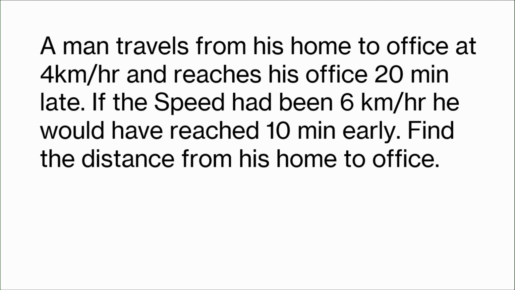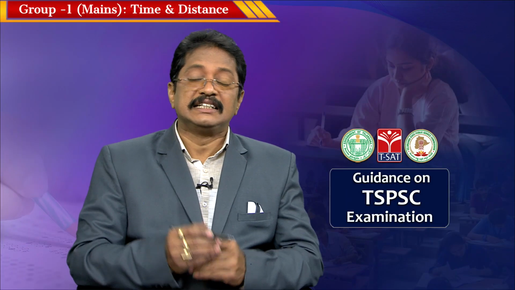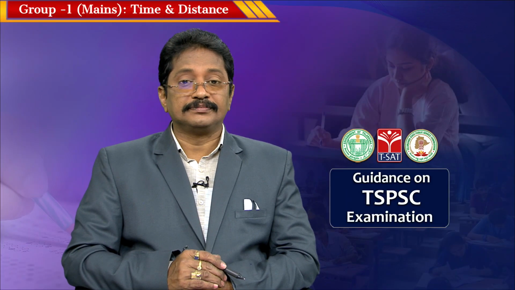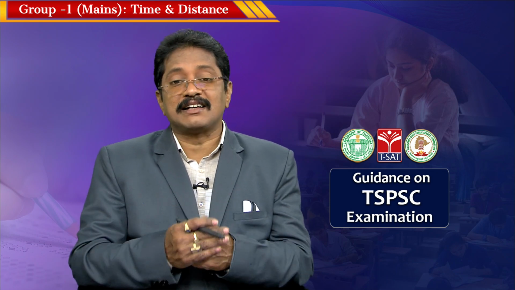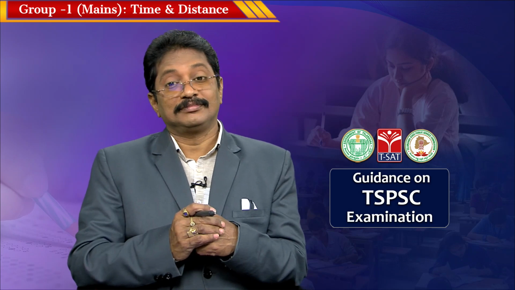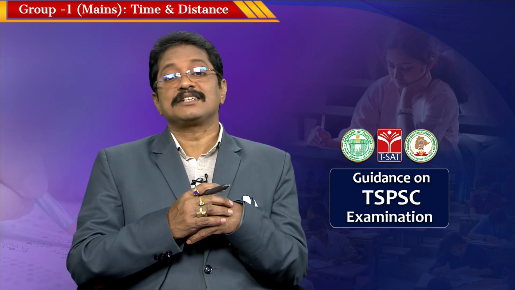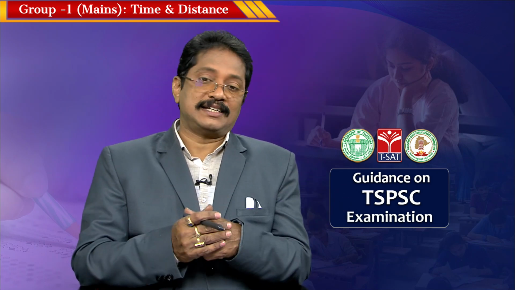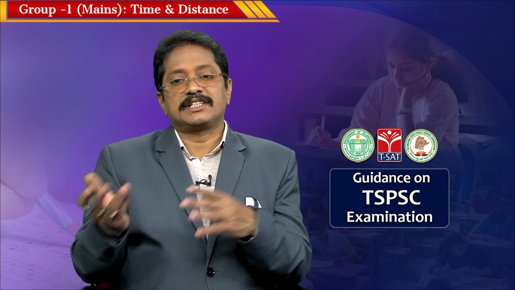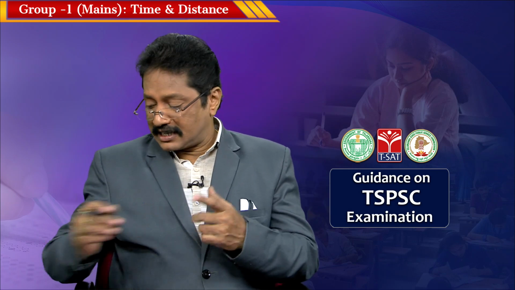When he travels with the speed 4 km/h, he reaches his office 20 minutes late. If he increases the speed, for example, instead of 4 km/h to 6 km/h, then instead of reaching his office 20 minutes late, he will reach his office 10 minutes early. Clear? Then what is the distance from his home? So, distance is the same, only the speed plays a vital role. When he travels with 6 km/h, he will reach his office early. Then you are going to find it.